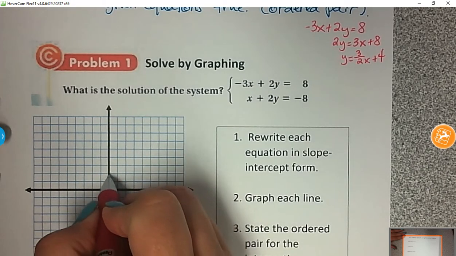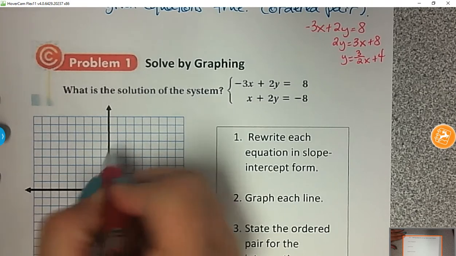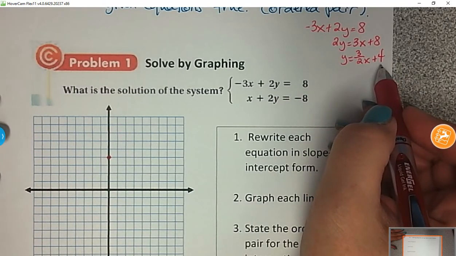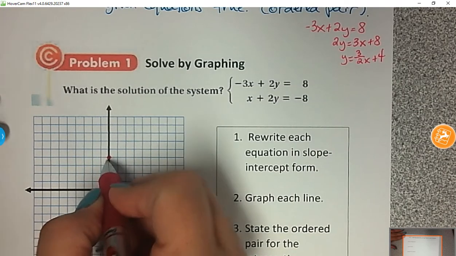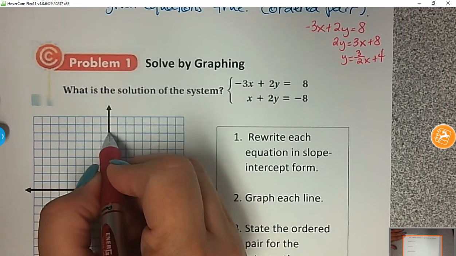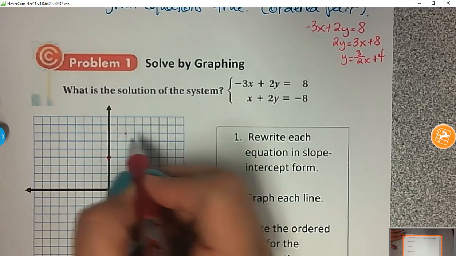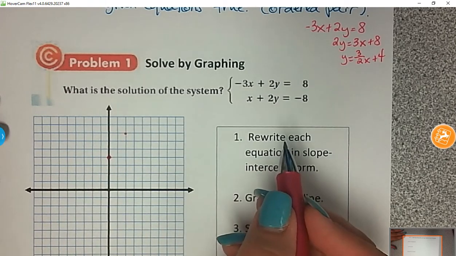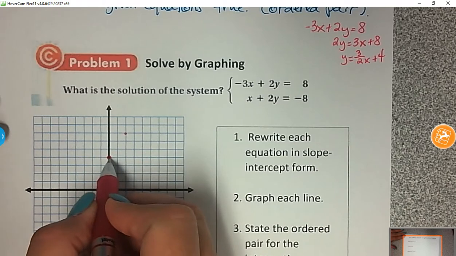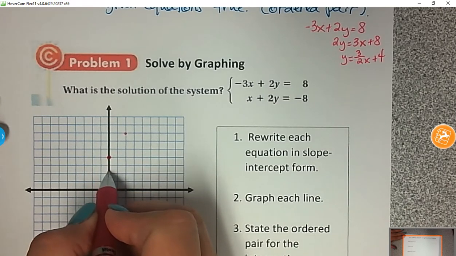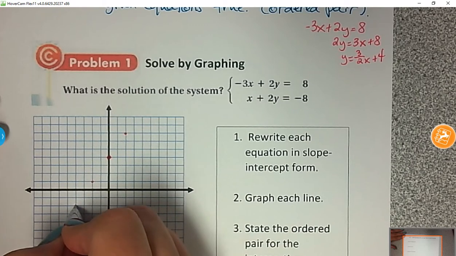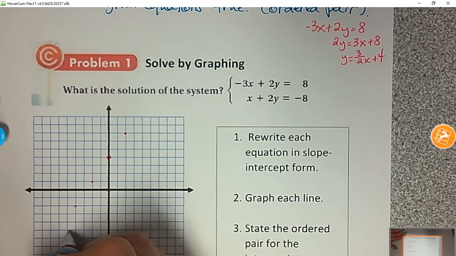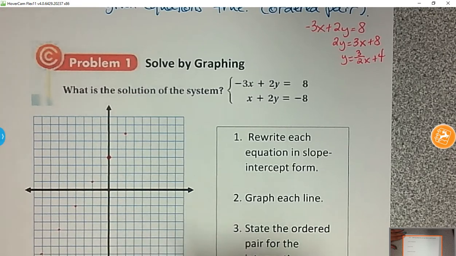So I'm going to begin on the y-axis at 4 because that was my y-intercept. My slope is 3 over 2. So from my y-intercept, I'm going to go up 1, 2, 3, and over 2. I'd like to go again, but I'm running out of room. So what I'm going to do is come back to my y-intercept and go down 3 and left 2. And I'm just going to do that as many times as I have room for, because the more points I have on my graph, the more accurate my graph will be.